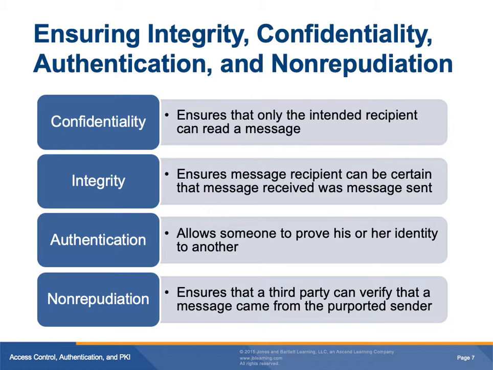Confidentiality ensures that the only intended recipient can read the message. Integrity ensures the message recipient can be certain that the message received was the message that was sent. Authentication allows someone to provide his or her identity to another, and non-repudiation ensures that a third party can verify that a message came from a purported sender.